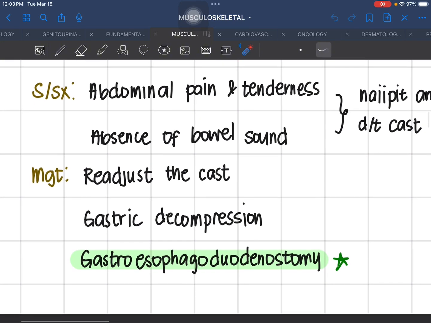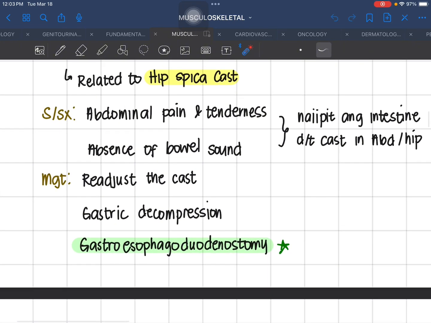Kung makikita nyo, ang cast readjustment dito is basically sa abdomen o sa hip part. So, ulitin natin ang management sa cast syndrome: cast readjustment, gastric decompression, and lastly, gastroesophagoduodenostomy. Tandaan natin yung gastroesophagoduodenostomy.